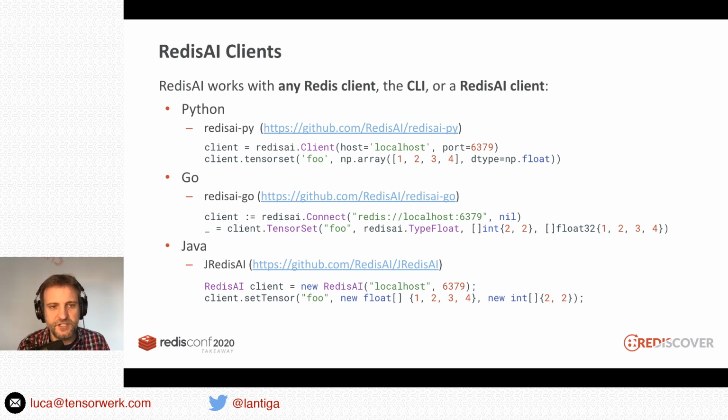You just initialize a client and you call TensorSet, which is the command for setting tensors at a key foo, and you provide it with a NumPy array, and all the conversion will happen behind the scenes. Same thing when you get a tensor. And similar things happen for Go and Java.